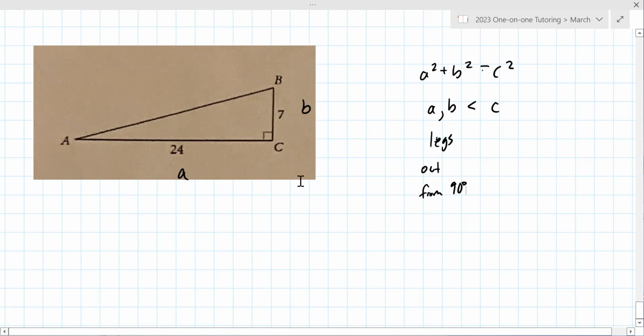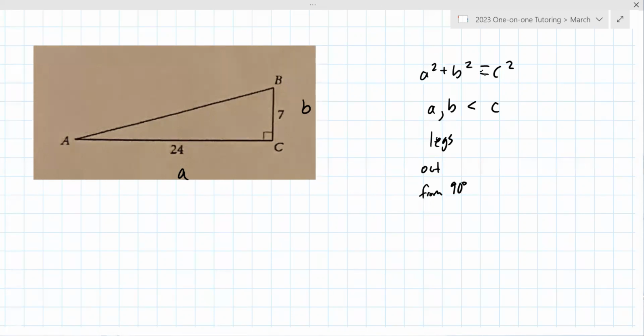So then a squared, 24 squared plus 7 squared equals c squared. 24 times 24 is 576, plus the 7 squared, plus 49 equals c squared, and then 576 plus 49 is 625, equals c squared. So what is c? I'd have to square root 625, correct? Yes. I'm just going to use my calculator for that part. Square root 625.